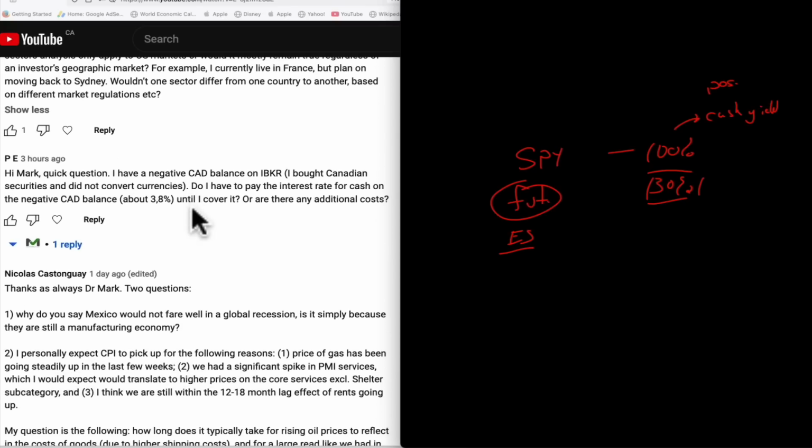I have a negative CAD balance on IBKR. I bought Canadian securities and did not convert currencies. Yeah, you'll get a negative balance. Do I pay the interest rate for cash on negative balance? Yep, until you cover it. Yep, you do.